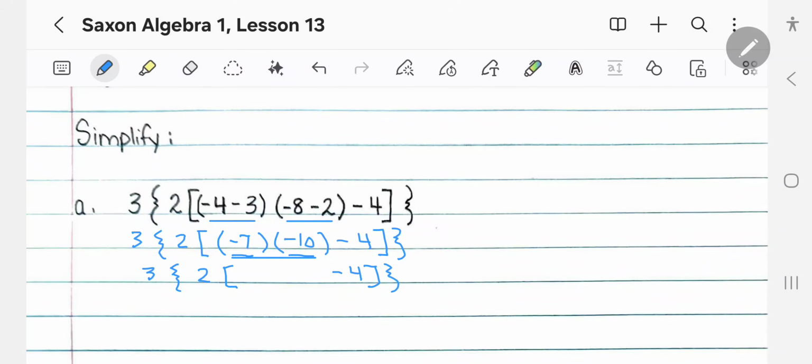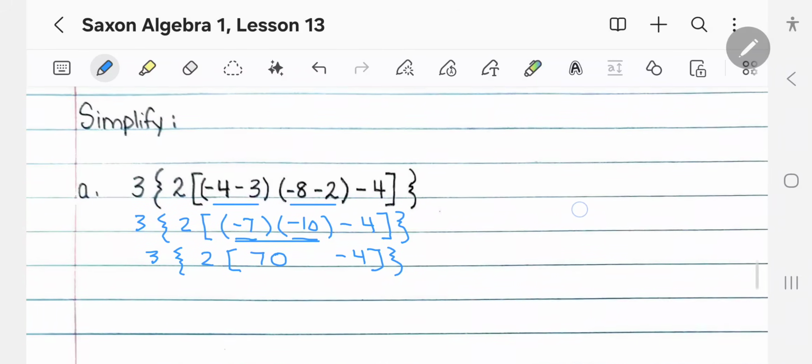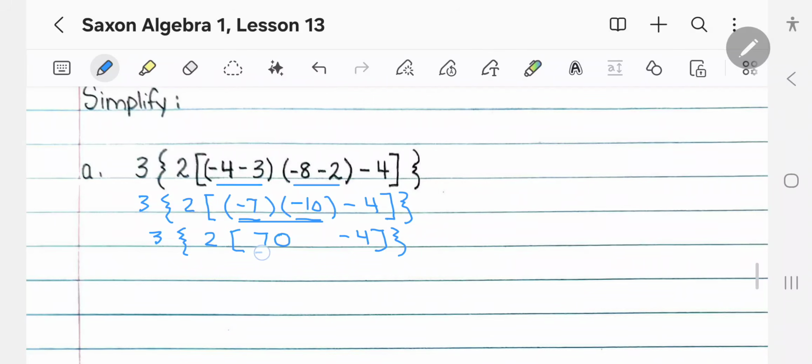Okay, -7 times -10 is +70, and it's not being multiplied by anything, so I'll leave the parentheses off. I can see that I can simplify this set, these brackets, and I really don't, yeah, I do. That's an indicated multiplication. I do need those brackets. 70 minus 4 would be 66. Then I'm going to go inside here and do the 2 times 66.